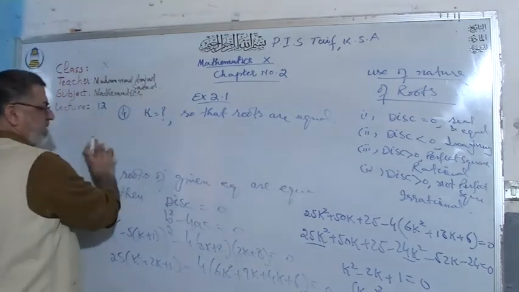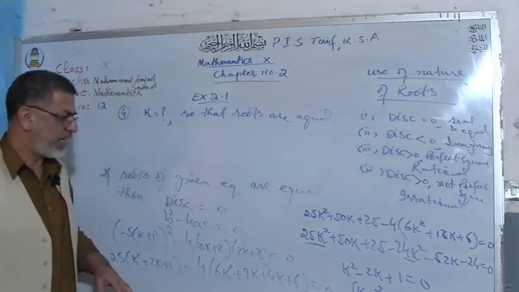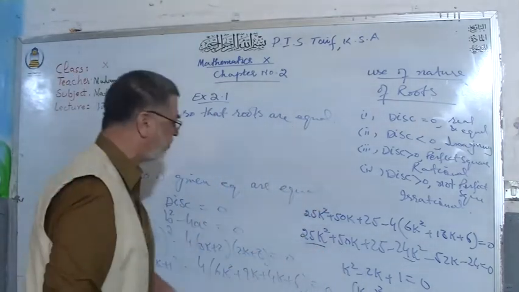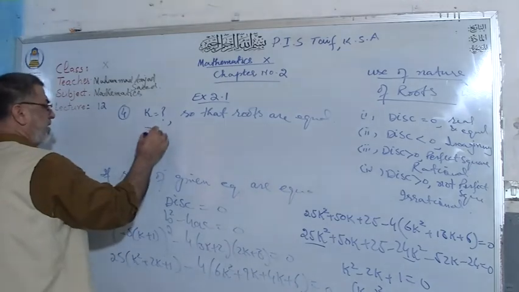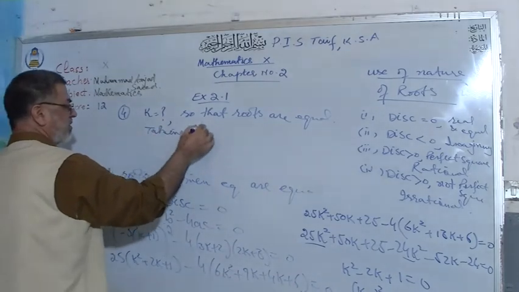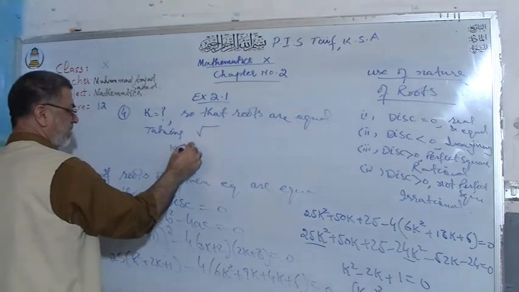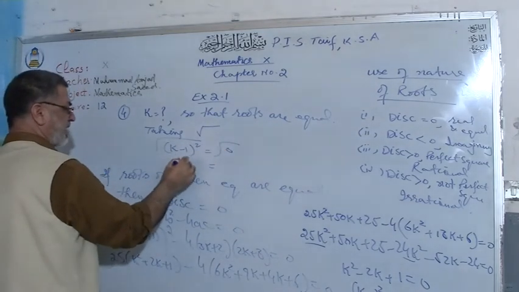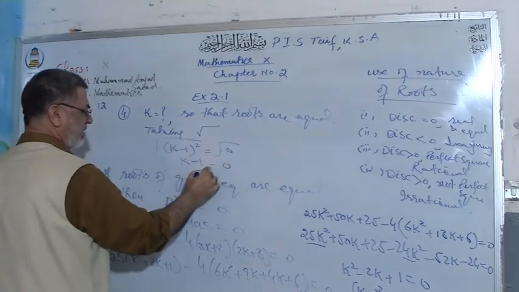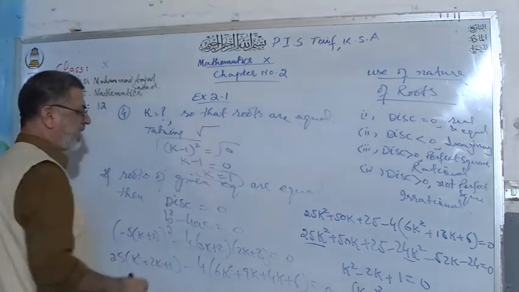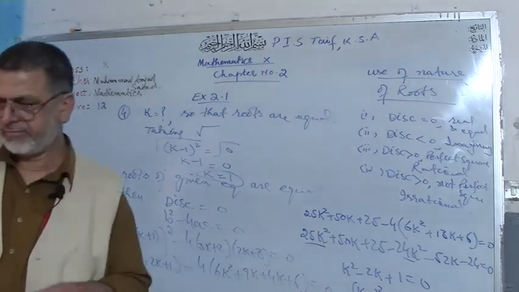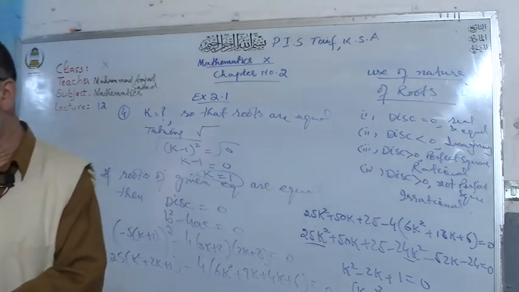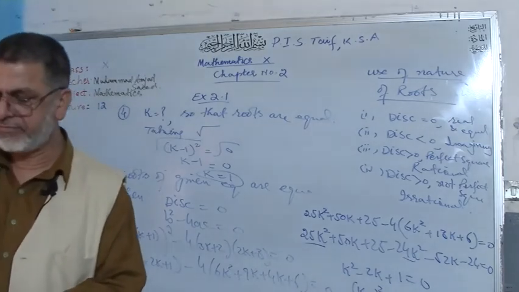After that you have to find the value of k and reduce the power by taking square root. Taking square root, k minus 1 whole square under root, the square and square root cancelled out, k is equal to 1. So k is equal to 1 is your answer. Dear students, I hope that you understood this question.